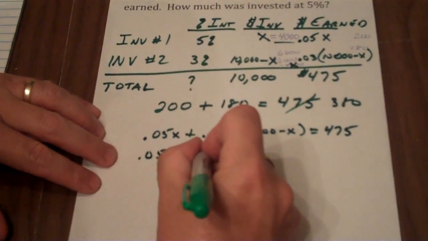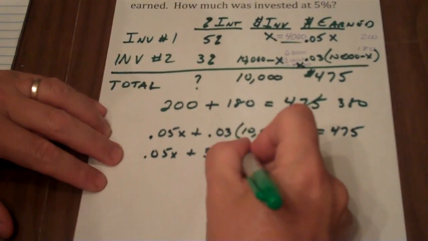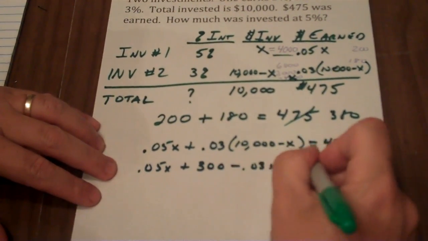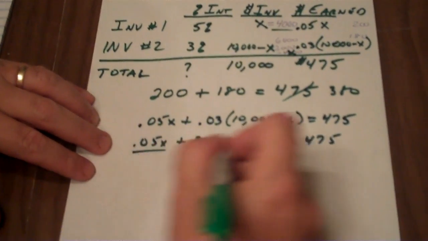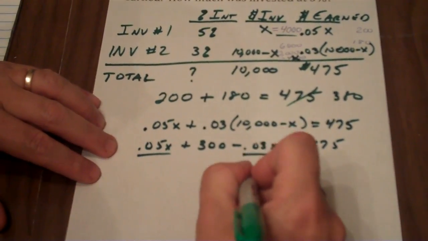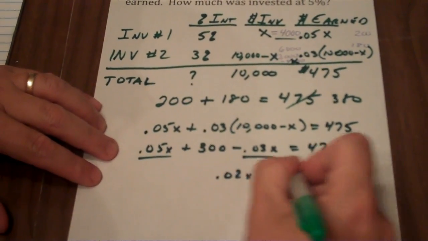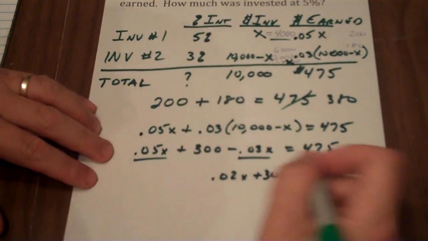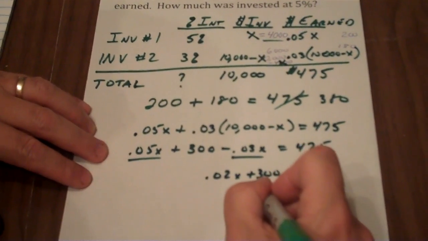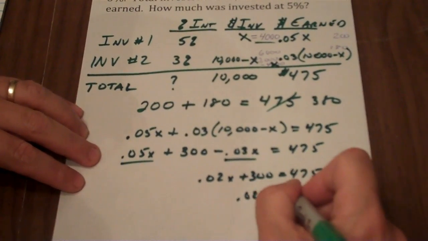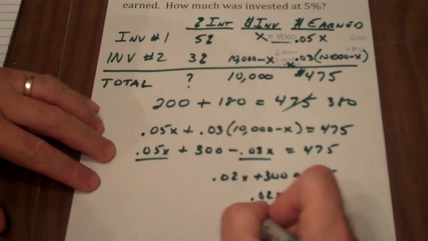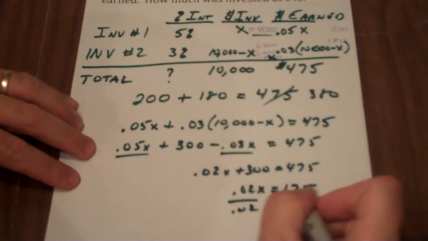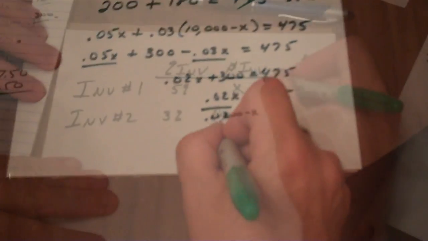Multiplying through the parentheses quickly here would give me 300 minus 0.03x. And that would be $475. Combining my like terms gives me 0.02x plus 300 equals 475. Subtracting 300 from both sides would give me 175. And dividing both sides by my 0.02 would give me 8,750.